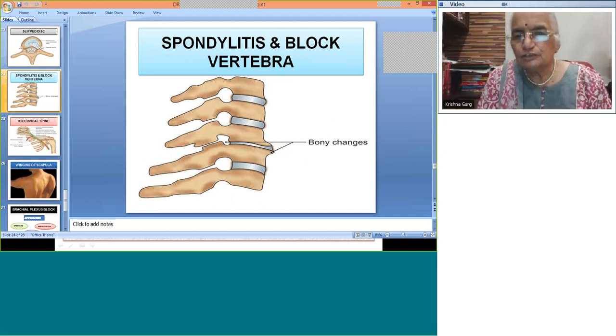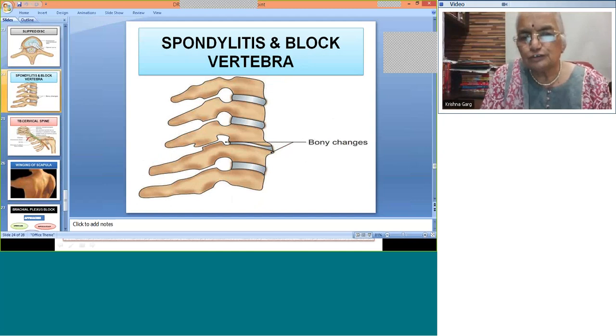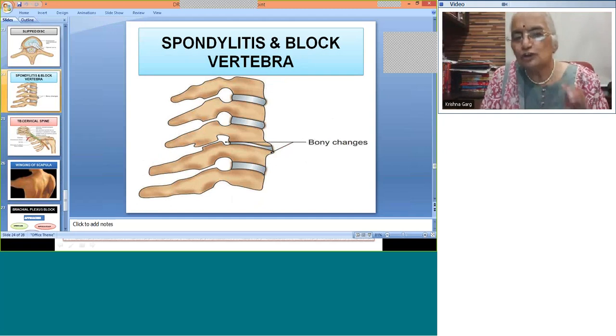Now, spondylitis: the intervertebral disc gets degenerated, or the vertebral bodies may get degenerated, so there are bony changes in the vertebra. The bony changes involve deformation of the intervertebral foramen. This intervertebral foramen actually transmits too many structures. There is the ventral root of the spinal nerve, the dorsal root of the spinal nerve, the trunk of the spinal nerve, the ventral ramus, and the dorsal ramus.